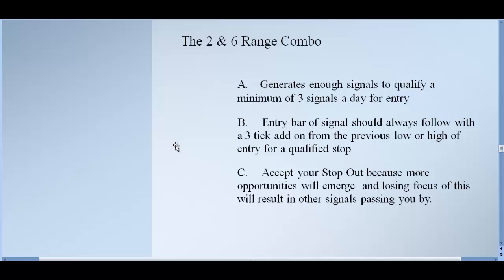Okay, entry bar of the signal should always follow with a 3-tick add-on from the previous low or high of the entry for a qualified stop. Meaning whatever bar you enter on, go back a couple bars, find the high or the low. Depending if you're buying, you're looking for the low. If you're selling, you're looking for the high. Add 3 ticks to that, and it should give you sufficient room to be able to qualify that stop.